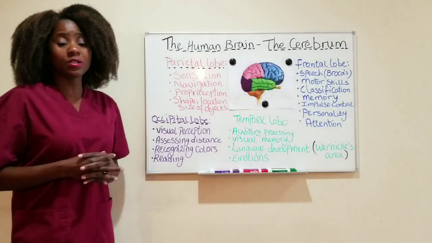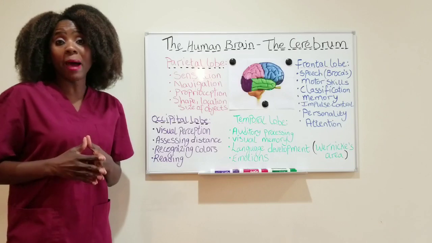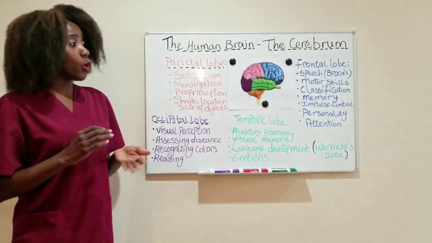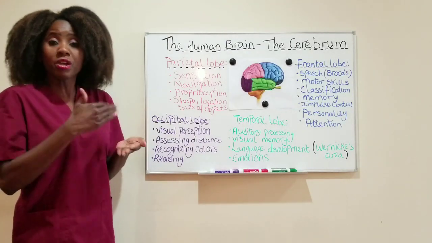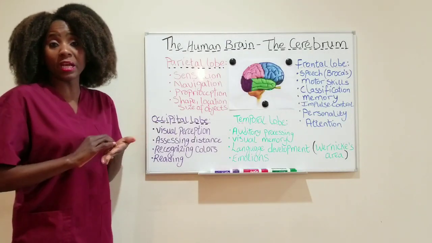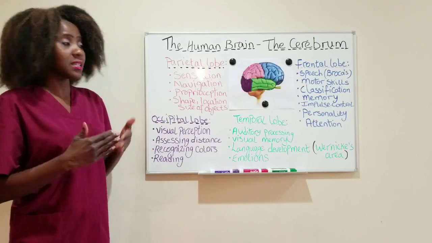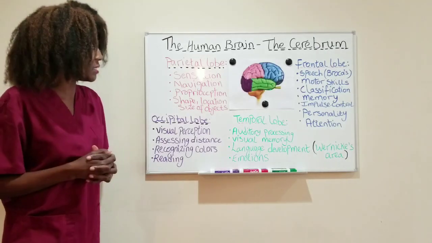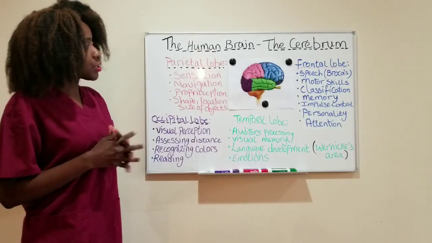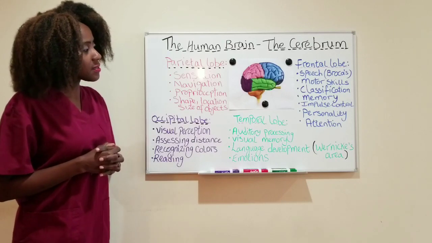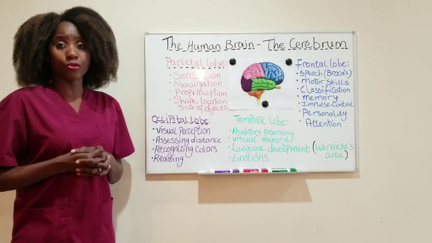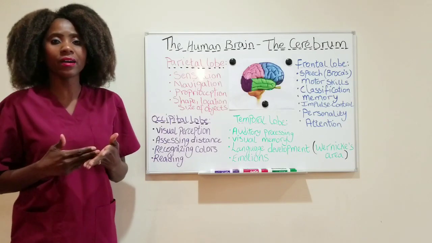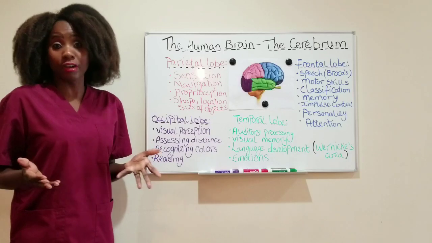Also, the frontal lobe is responsible for memory, primarily short-term memory. So for instance, when you're reading, the frontal lobe helps you to remember the previous sentence that you read. So if you're reading a paragraph, you read one sentence, this lobe is responsible for helping you to remember that sentence as you continue to read. Also, the frontal lobe is responsible for impulse control. So it is essential in helping us control our anger and aggression.